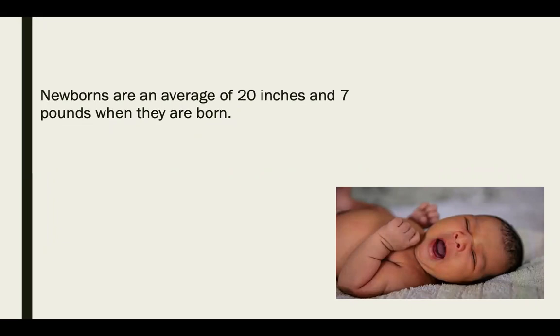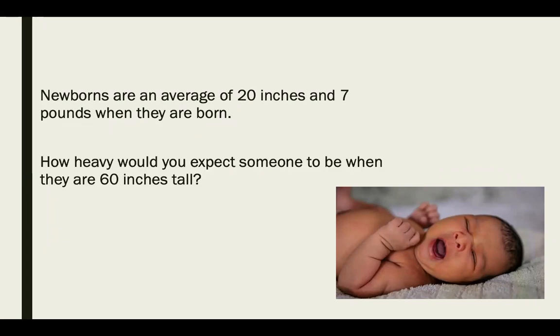Newborns are an average of 20 inches and 7 pounds when they are born. How heavy would you expect someone to be when they are 60 inches tall? So I'm sure you all have an idea of how heavy somebody would be that's around 5 feet tall. Obviously, it depends on the person. But I want you to think about this because here, newborn 20 inches, 5 foot tall, 60 inches, their height has been multiplied by 3.